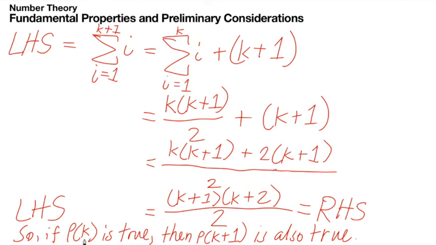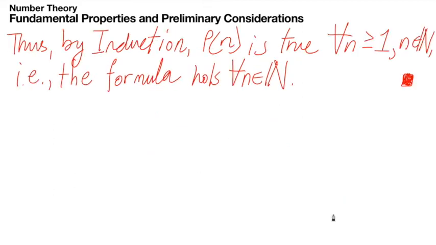And so if P of k is true, it implies that P of k plus 1 is also true. And thus, by PMI, the principle of mathematical induction, P of n is true for all n greater than or equal to 1, which are all integers. That is, the formula holds for all n in the natural numbers.